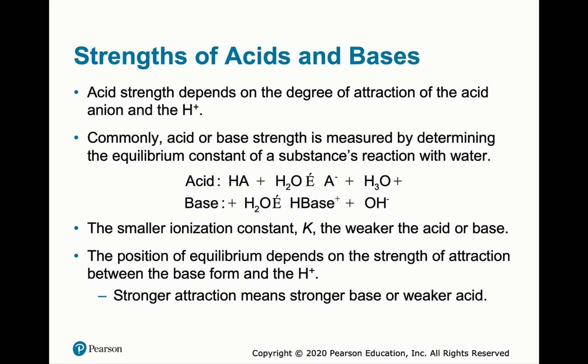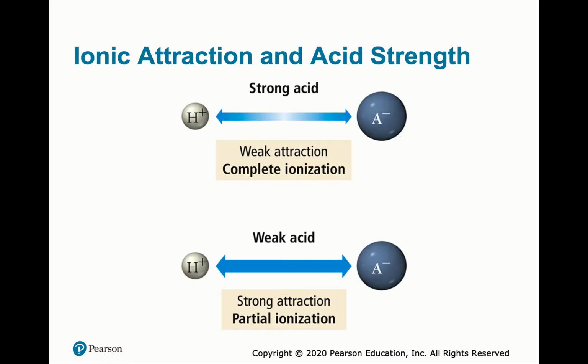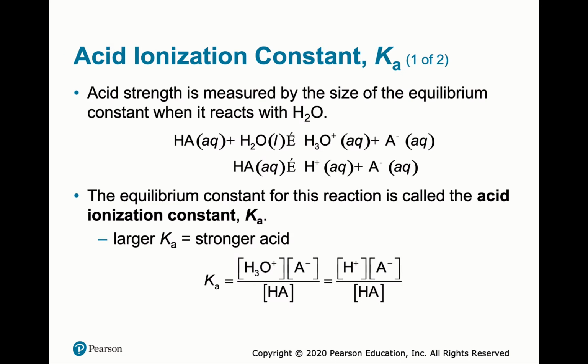So how strong an acid is, it's determined by how big the equilibrium constant is. So the bigger the equilibrium constant, the stronger the acid or base. Or you can look at it as the smaller the equilibrium constant, the weaker the acid or base. And there's a very weak attraction between the hydrogen ion and the conjugate base anion in a strong acid. In a weak acid, though, there's a very strong attraction.